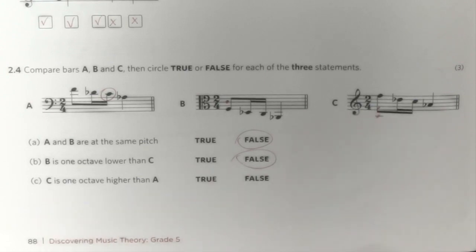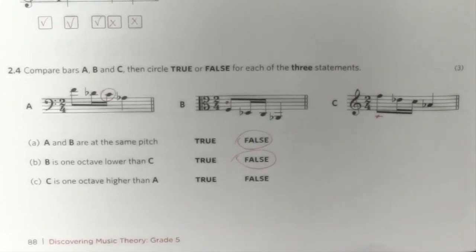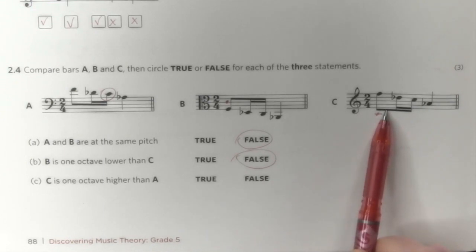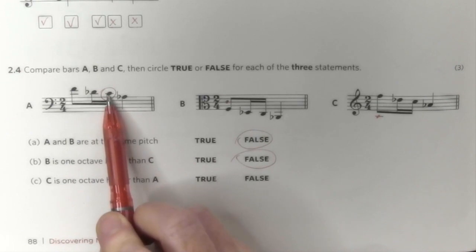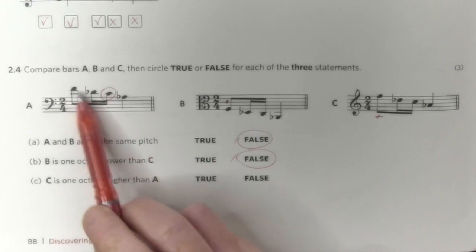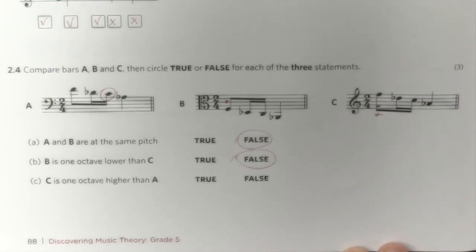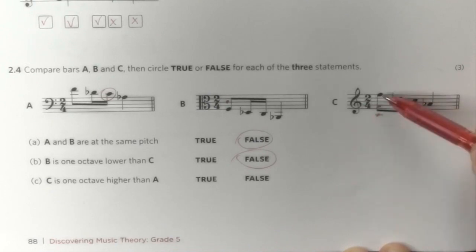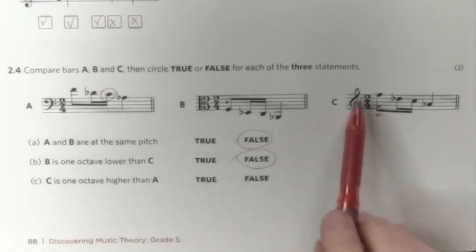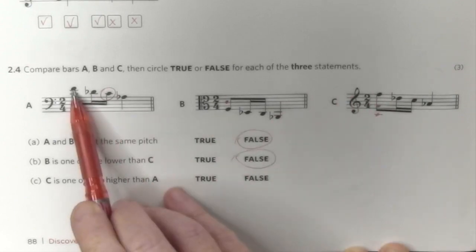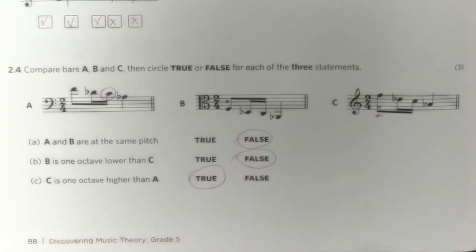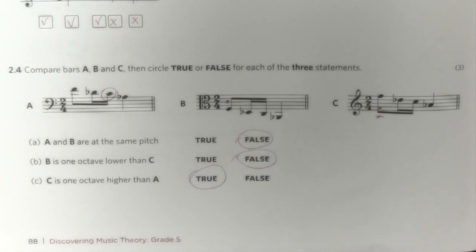C is one octave higher than A. Now, this F is just above middle C. So this F is in fact here. And this F in treble clef is exactly an octave higher. So this is correct. C is one octave higher than A. Yes, true. So the key thing here is to find out where middle C is in all the three examples. Then you compare. I hope that I made things clearer for you.